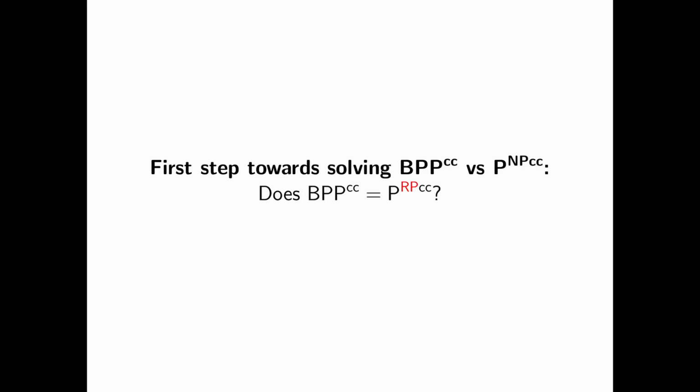One approach to making progress on the BPP versus P^NP question that I'd like to highlight is to first solve BPP versus P^RP, where P^RP is defined like P^NP, except that the oracle class is functions that have randomized protocols with one-sided error. If these are equal for total functions, then BPP is strictly contained in P^NP, as we already know that P^RP is strictly contained in P^NP.